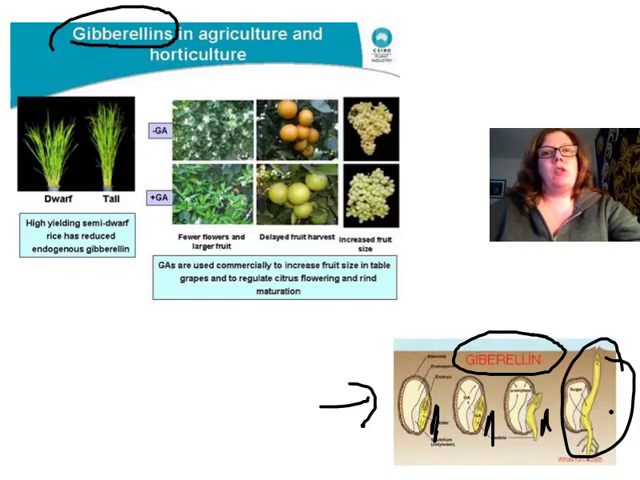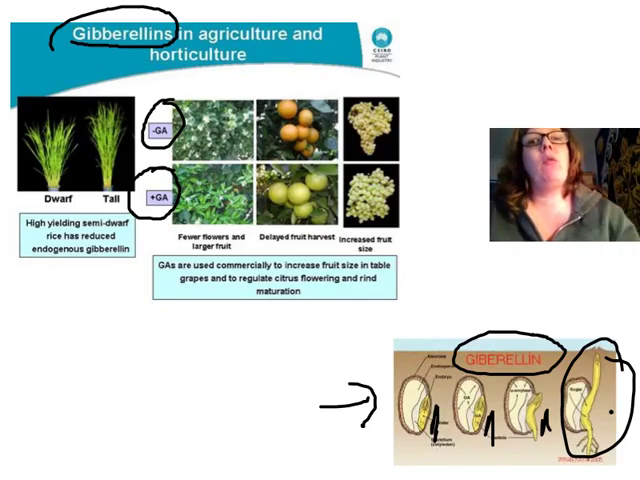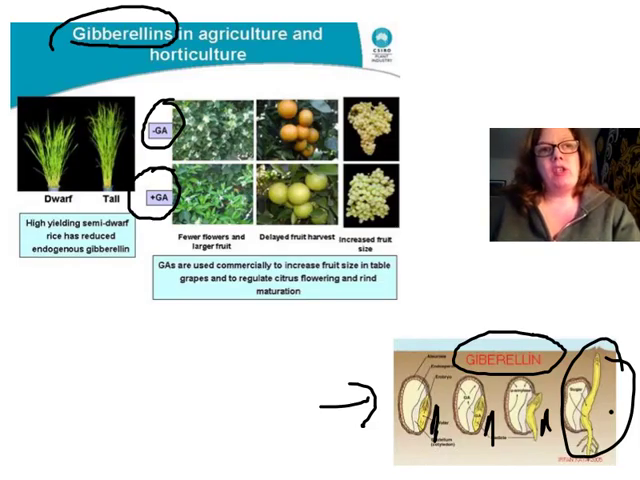Also, gibberellins are used in horticulture to do a couple things. In this top row of pictures, you see minus the gibberellic acid, minus gibberellins. This bottom row shows you what happens when you add gibberellin to the plants, and notice you get fewer flowers if you add gibberellin to the plant.